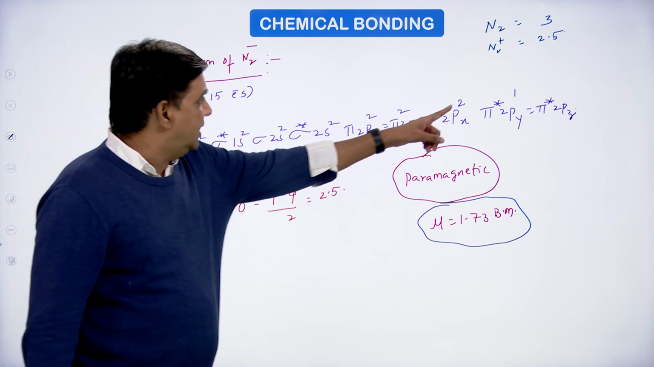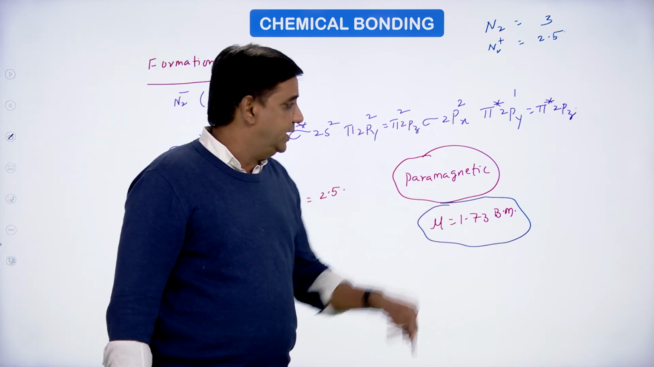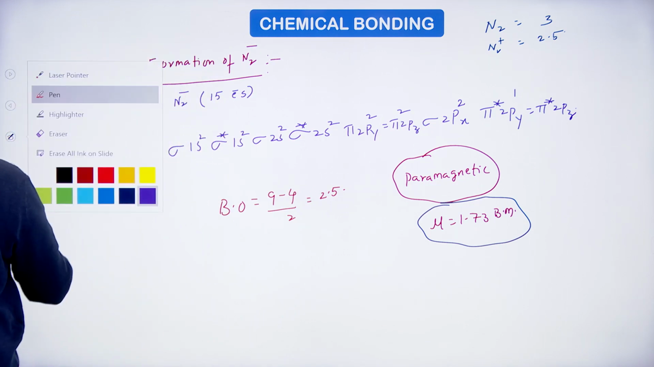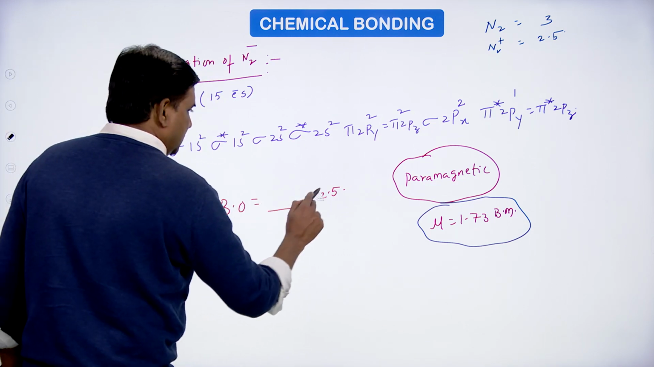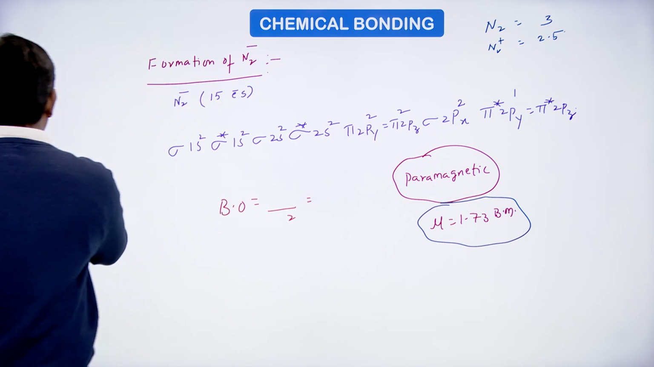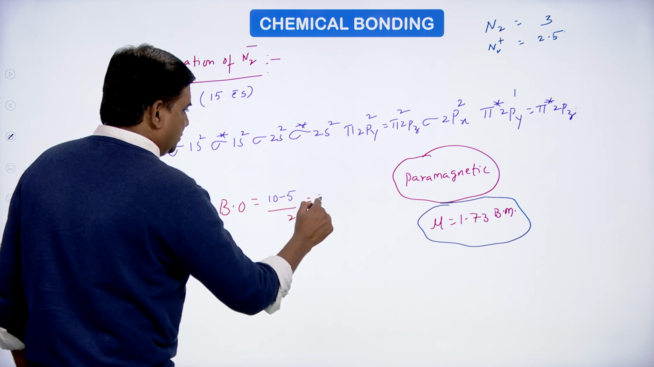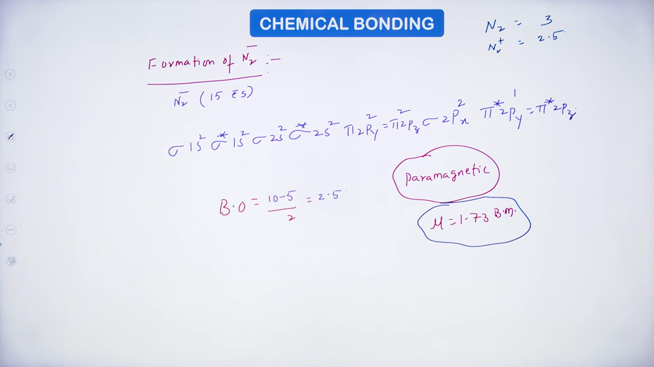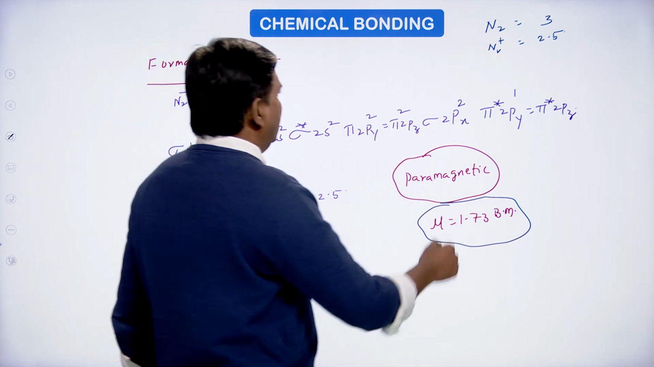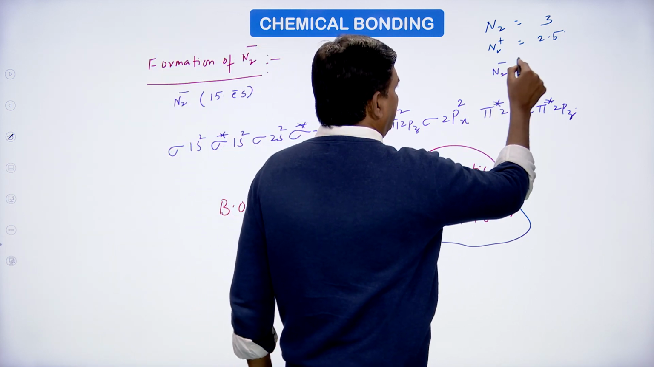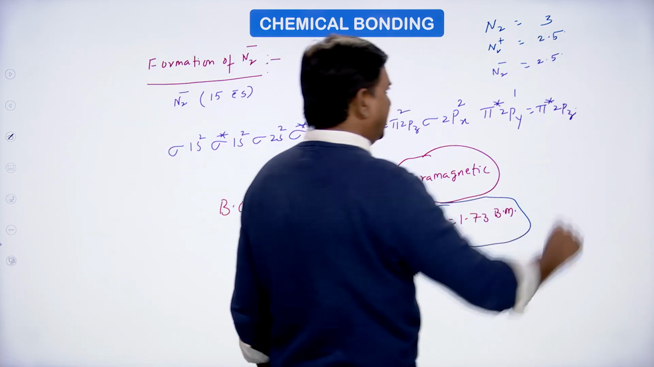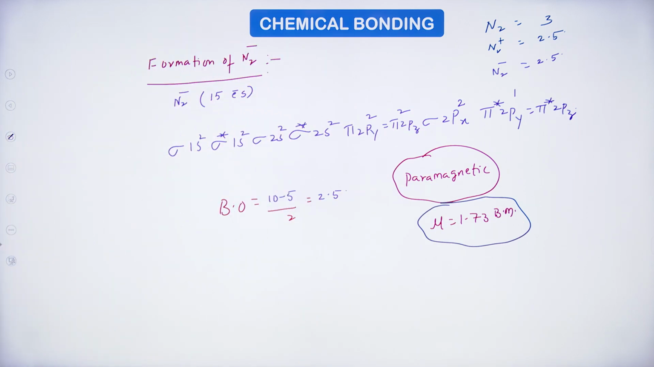As it contains the 1 electron, it is paramagnetic, and the magnetic moment is 1.73, but the bond order will be changed. 2.5 only, but the calculation is different. This is 10 minus 5 by 2, 2.5 only. This is N2 minus. So N2 minus will also be 2.5, students. Right, this is for N2 minus.